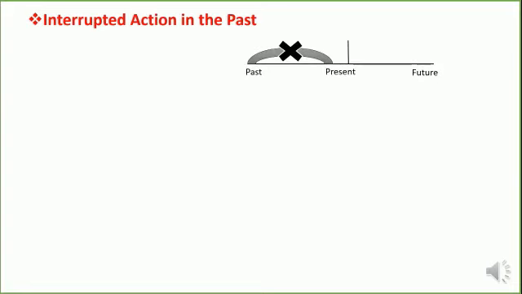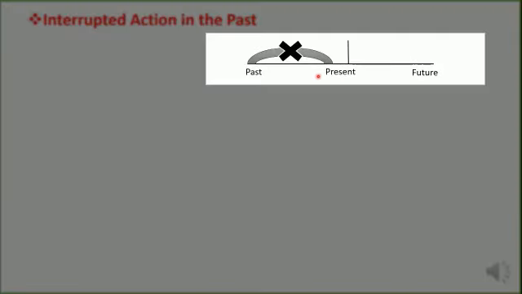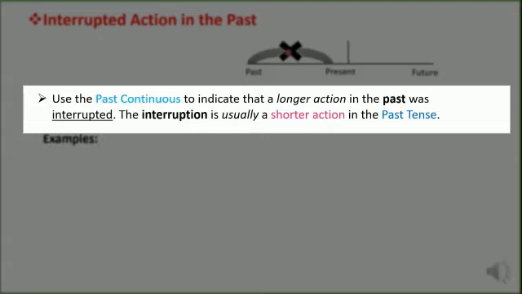Interrupted action in the past. Let us look at this diagram. Here, the past tense, the past progressive, it continued for a certain period of time, but here we have a cross. It means that something interrupted it. Look here, we use the past continuous to indicate that a longer action in the past was interrupted.